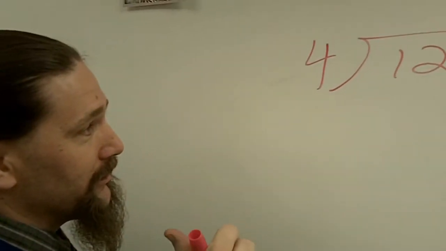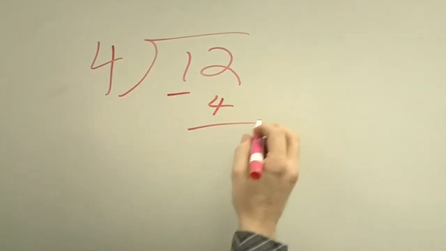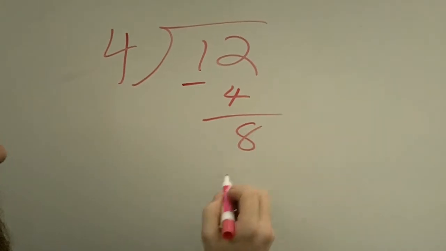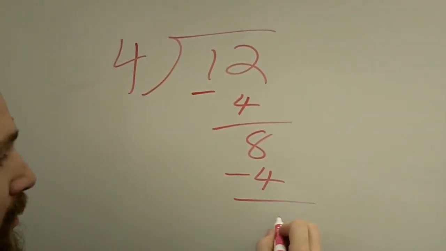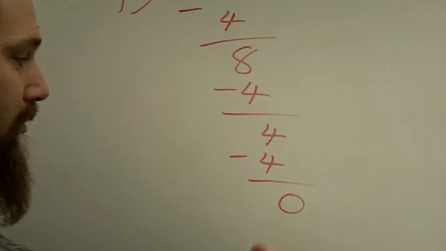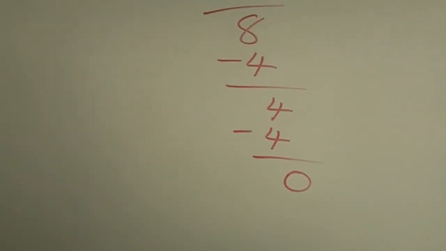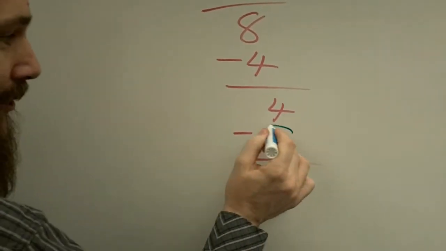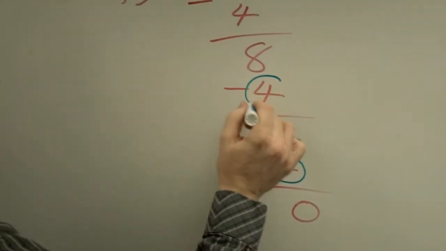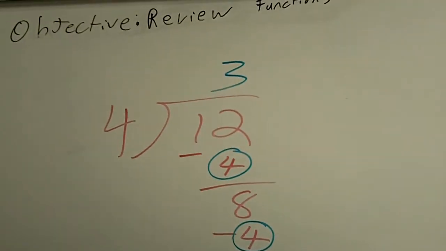Okay, now let's come back together and work on this. We start off, subtract 4, which is going to be 8. Subtract 4, which is 4. Subtract another 4. We're at 0 now. Now we go back and count up how many times we subtracted 4. 1, 2, 3. So our answer is 3.